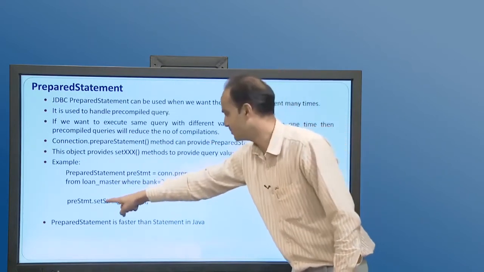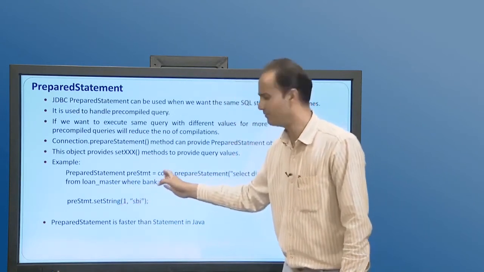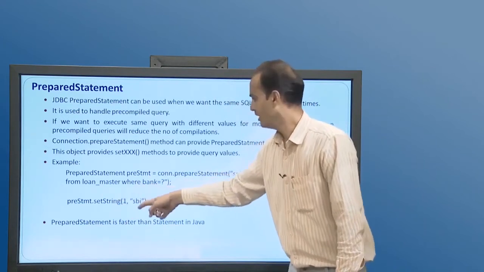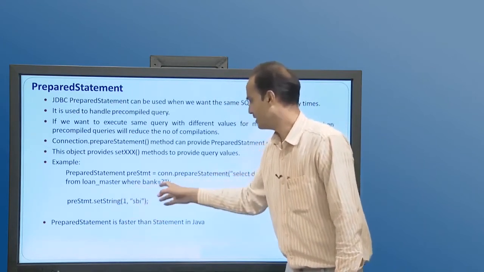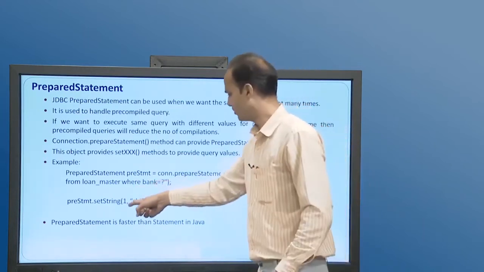We will use the method setString. If it is a string argument we want to pass, then we will use the setString method. If it is an integer, then we will use setInt and pass the argument. That means if a single parameter is required, then you can use one setter.